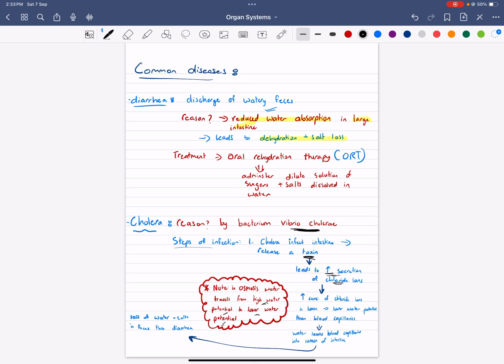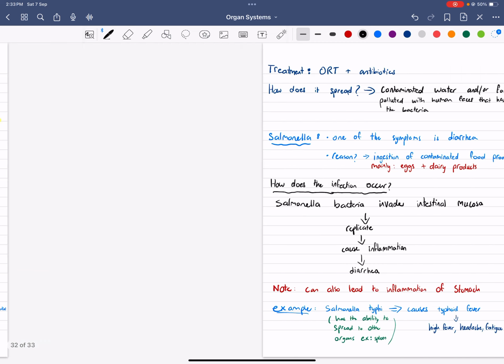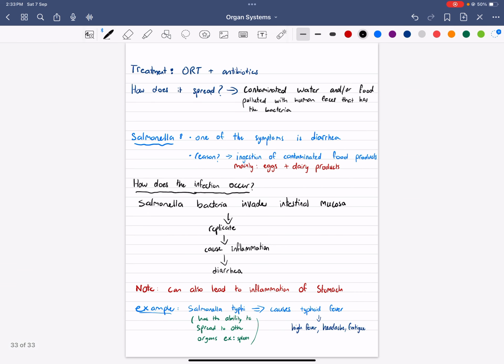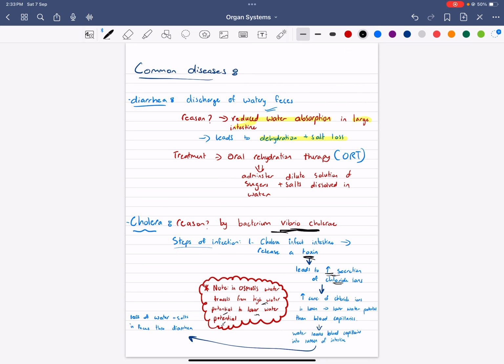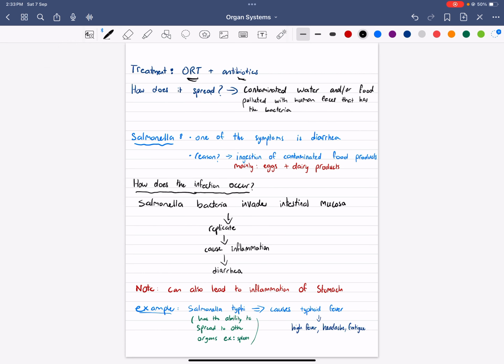So when the water leaves the blood capillaries and enters the lumen of the intestine, we're going to have a loss of water and salts in feces through diarrhea again. So one of the symptoms of cholera is diarrhea. What is the treatment? Again, oral rehydration therapy to restore everything we lost, and also antibiotics to target the bacteria. And usually it spreads, we said, through contaminated water and or food, or it could be food polluted with human feces that has the bacteria.